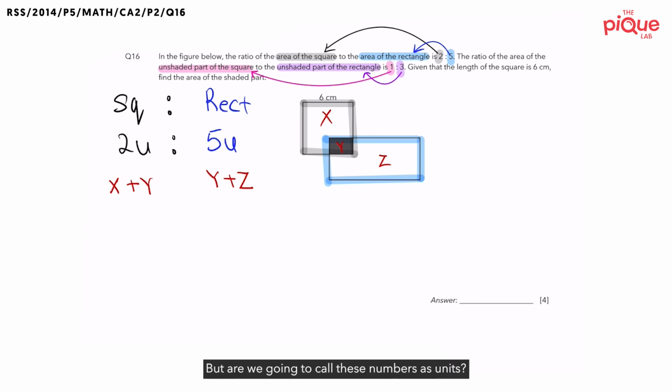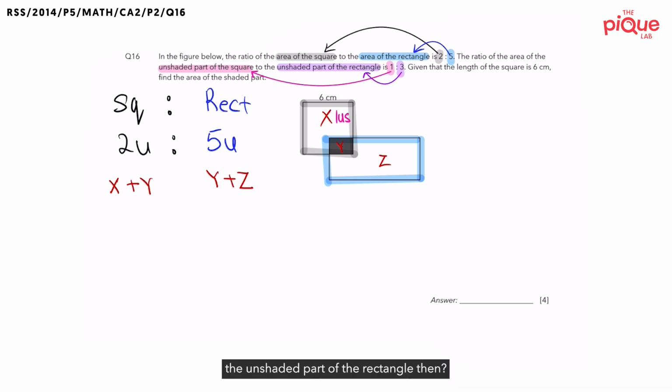But are we going to call these numbers as units? We are not going to do that, since units has been used in the first sentence for our grey square and our blue rectangle. So the ratio 1 to 3 simply only refers to the unshaded parts that are equivalent, and it has no relationship to the square nor the rectangle, yet. Until we can find the relationship, let's call this number 1 as 1 US, US being unshaded. We can definitely use other symbols or letters to represent, and I will leave this entirely up to you.